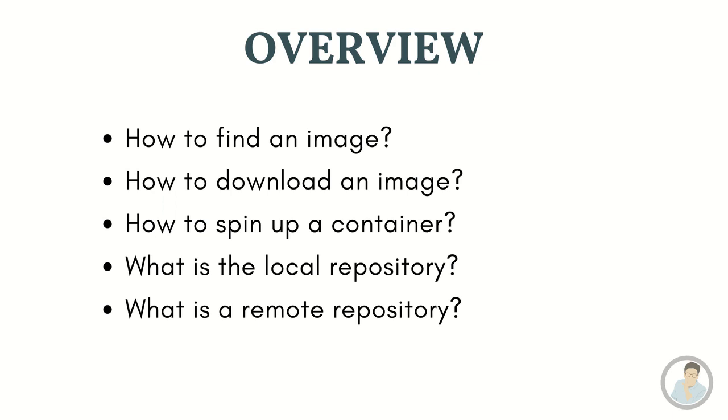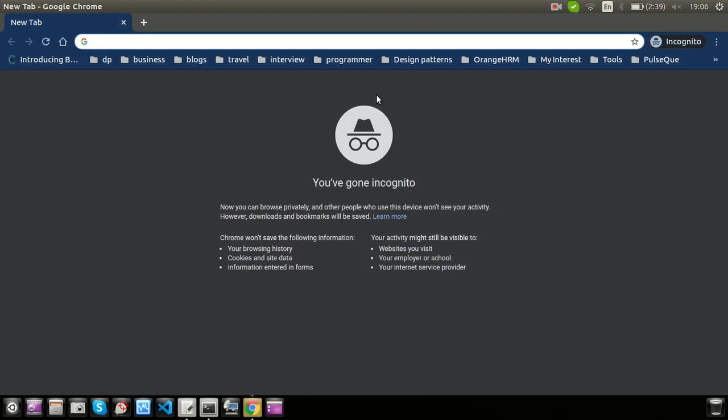Now I'm going to talk about how to find an image from the internet, how to download an image, and how to spin up a container using these images. I am also going to talk about what happens in the background when you spin up a container, and what a local repository and a remote repository are. I'll be talking about all of these things. Be with me till the end.